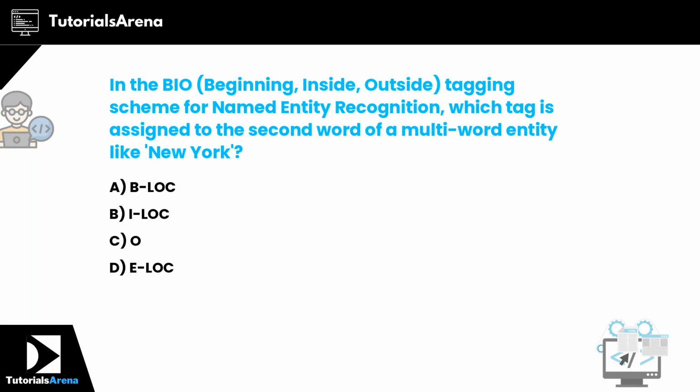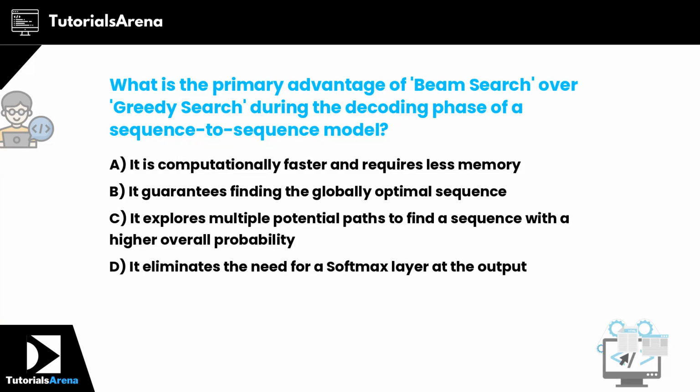In the BIO, beginning, inside, outside, tagging scheme for named entity recognition, which tag is assigned to the second word of a multi-word entity like New York? The correct answer is option B, I-LOC. What is the primary advantage of beam search over greedy search during the decoding phase of a sequence-to-sequence model? The correct answer is option C. It explores multiple potential paths to find a sequence with a higher overall probability.